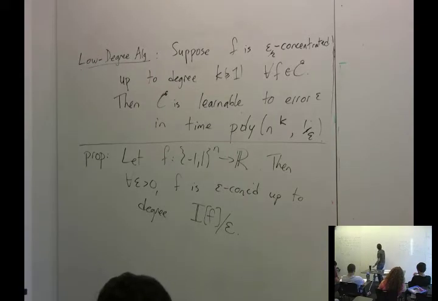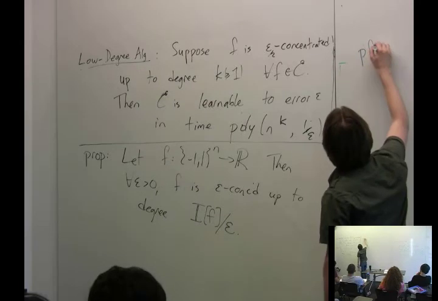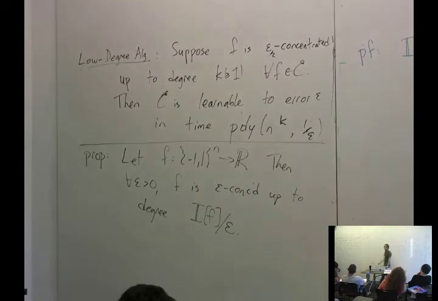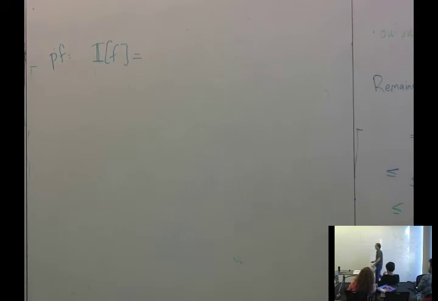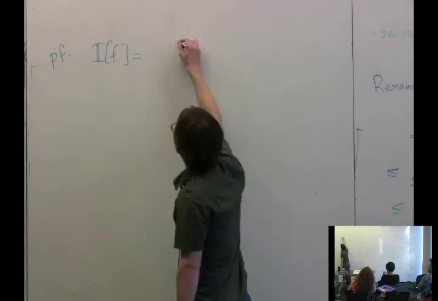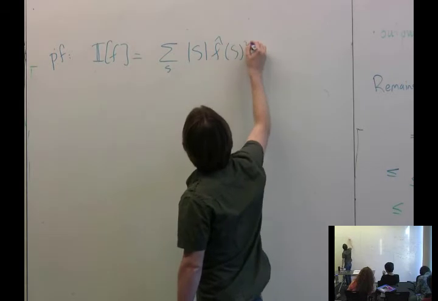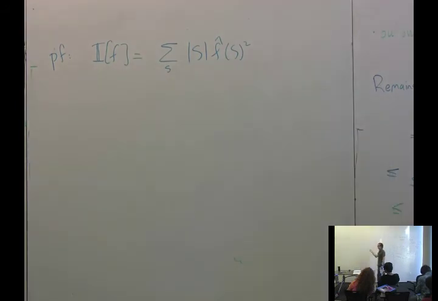And the proof of this is very simple. It's kind of identical to the proof of Markov's inequality. So the total influence of f has a Fourier formula. Does somebody want to tell me what it is? Somebody who remembers? Yeah, it's the sum over all S of cardinality of S times f hat S squared. So if you think of these as weights, it's like the weighted average of the cardinalities of the sets.